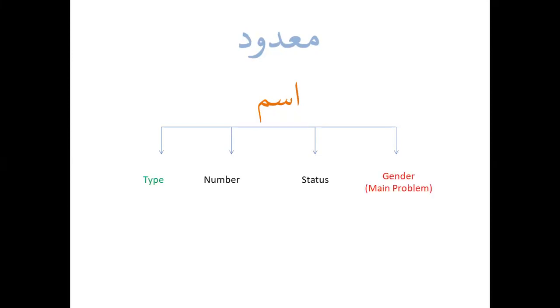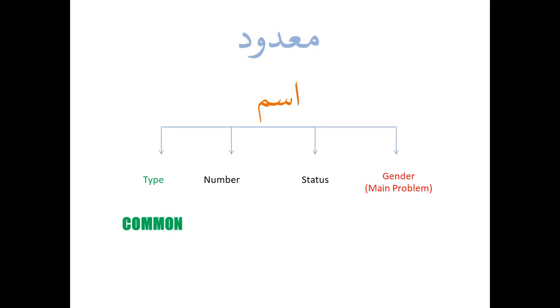First, we are going to focus on madud. Now, madud is an ism. Always remember, it's not a fail, it's not a harf, it's an ism. Every ism has how many properties? Anybody? 4. Excellent. So that is type, number, status, and gender, which actually is the main problem in number. Otherwise, these 3 properties are not a problem. Gender is the main problem, which you will realize is actually not a problem. It's very easy to determine if it's a match or a mismatch. You'll find that out, inshallah.